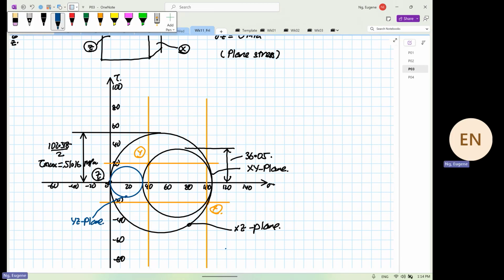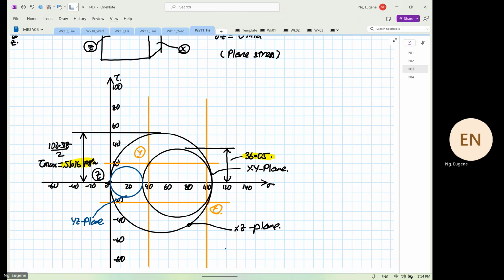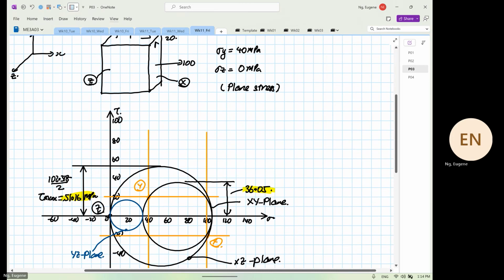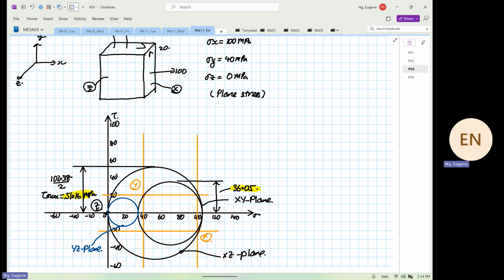I want to highlight for you. I want you to see the yellow. With just doing by 2D Mohr circle, you only can get 36.05. When we do 3D, it's 51.16 megapascal. Can someone make a conclusion for me, please, regarding the stresses?